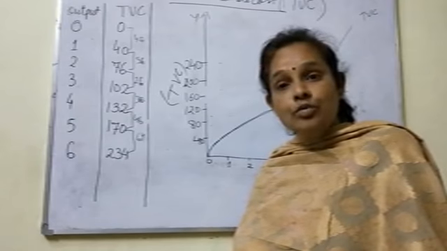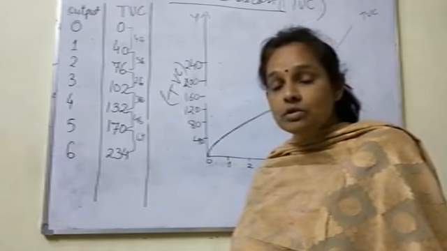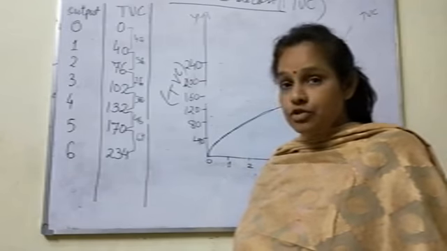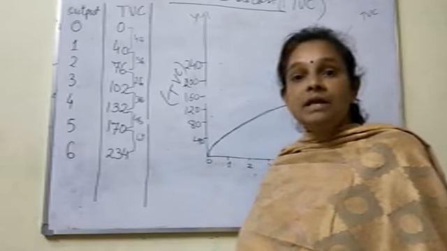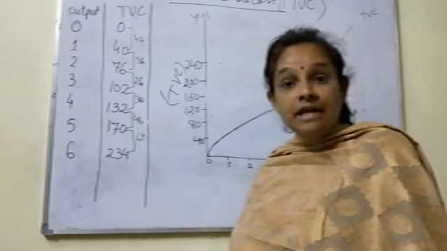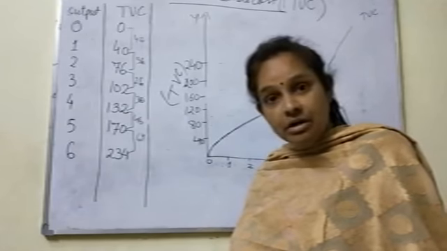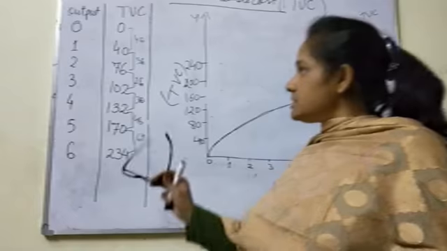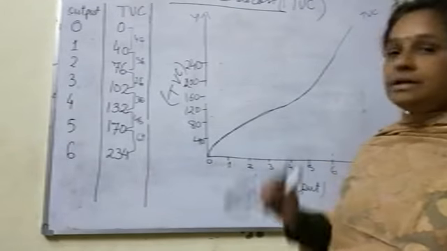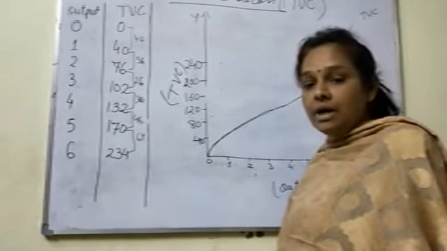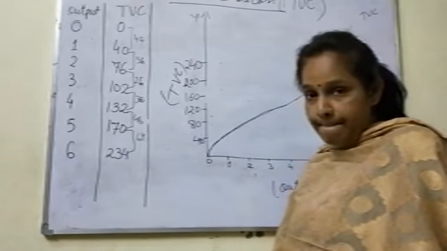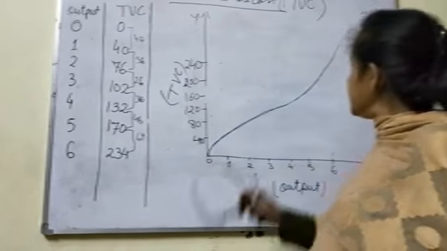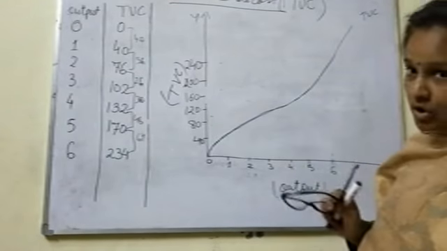Second, as the level of output increases, TVC also increases. Full stop. Then, initially TVC increases in decreasing rate and later TVC increases in increasing rate. Full stop. This is the schedule. Then about the diagram. Write down about the diagram. In the above diagram, TVC curve is sloping upward.